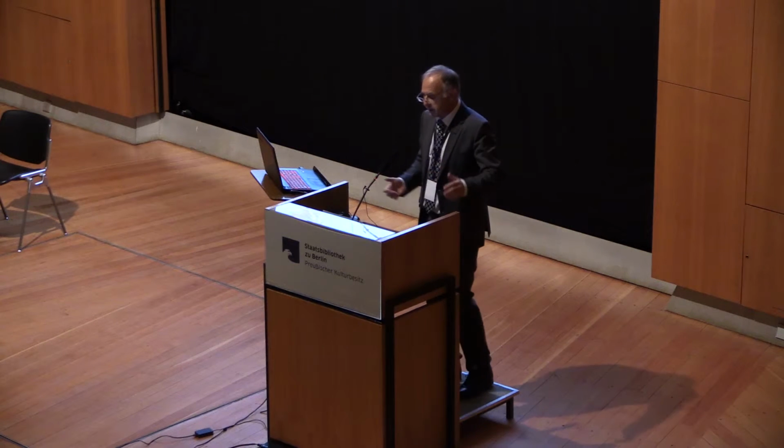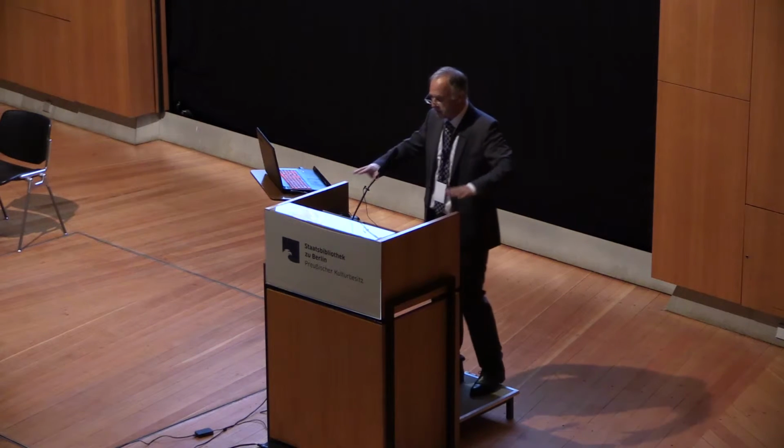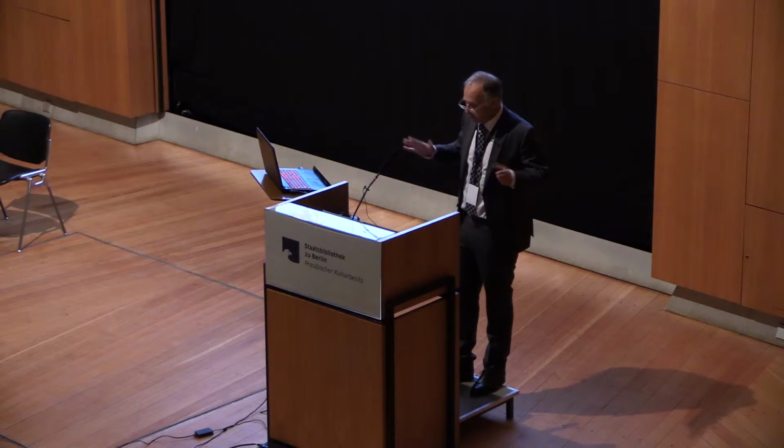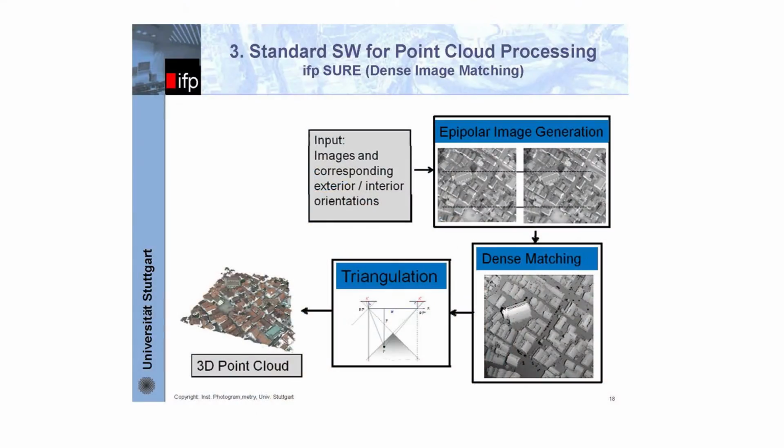First of all, we create epipolar images. That means all those images which are lying in the epipolar plane. That means if we set up a basis between, let's say, photo 1 and photo 2 and the object space, we can use this epipolar imagery, which makes it easier to find the homologous points.